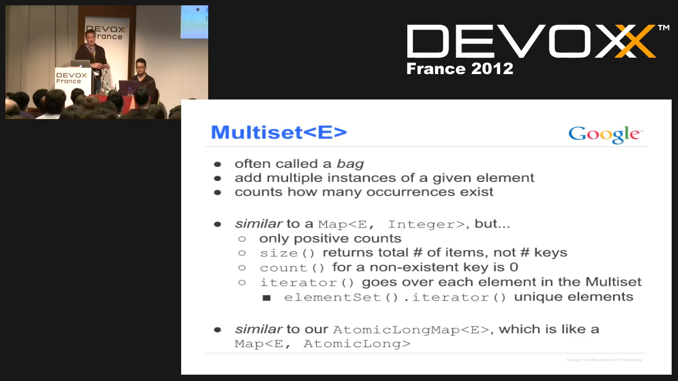When you call size on the multi-set, it returns the total number of items, not the number of keys, which is what you would get if you were to use a map from E to int. And the iterator will actually go over each element in the multi-set. So if you've got 10 of the string foo in there, you'll get foo 10 times in the iterator. And if you need something that supports more than just Integer.MAX_VALUE for your counts, we have AtomicLongMap. This is very similar, but it uses atomic longs instead of ints.